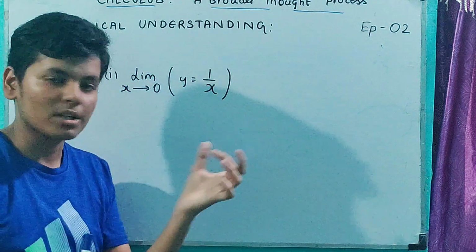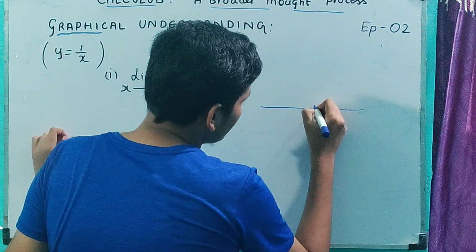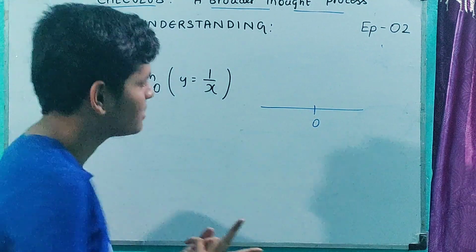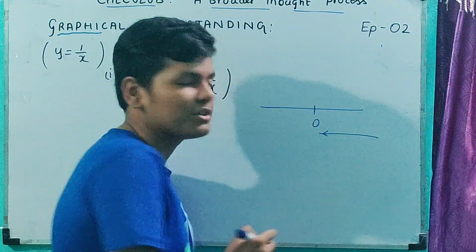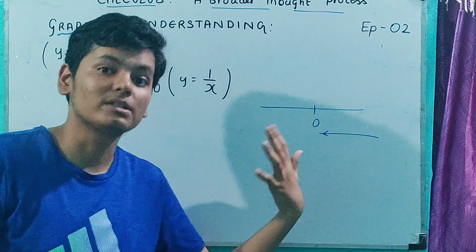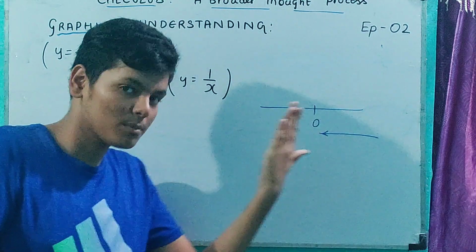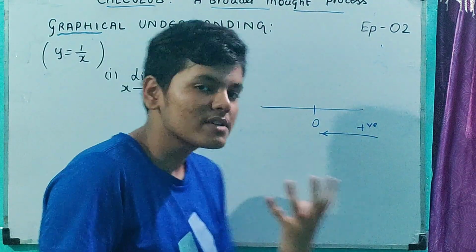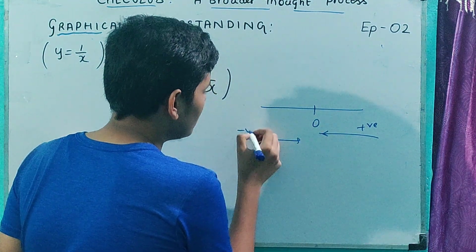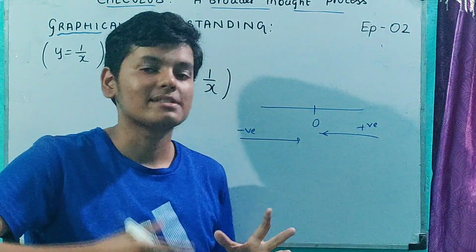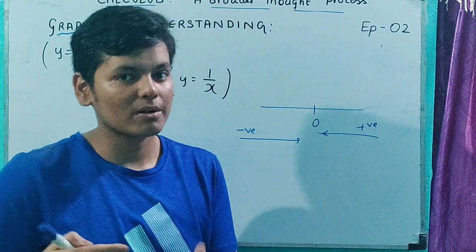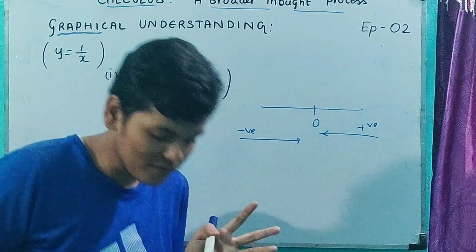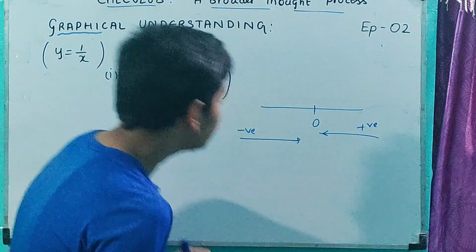If we limit x to 0, let us draw the number line again. Now this time, we can achieve 0 by two different methods. One from the positive side, which goes 10, 9, 8, 7, 6, 5, 4, 3, 2, 1, 0.1, 0.001. That is from the positive side. And we can also achieve 0 from the negative side: minus 5, minus 4, minus 3, minus 2, minus 1, minus 0.1, minus 0.001. So there are two ways to achieve the value of x equals 0. Let us achieve it.